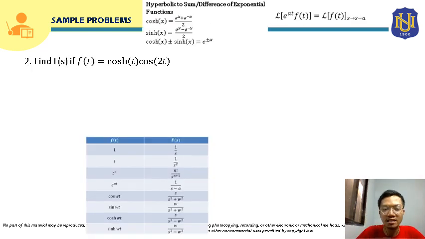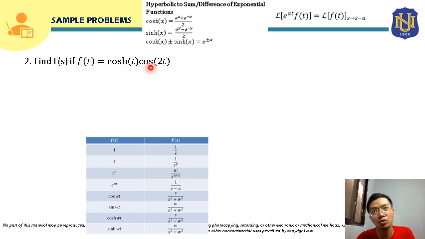Okay, so let's now solve sample problem number 2. Find F of s if f of t is equal to cos t times cosine 2t. Our given here is a product, the product of cos t and cosine 2t. From linearity of Laplace transform, we cannot use that here since this is a product. So our choice here is that we have to transform this in such a way that it will become a sum or difference.